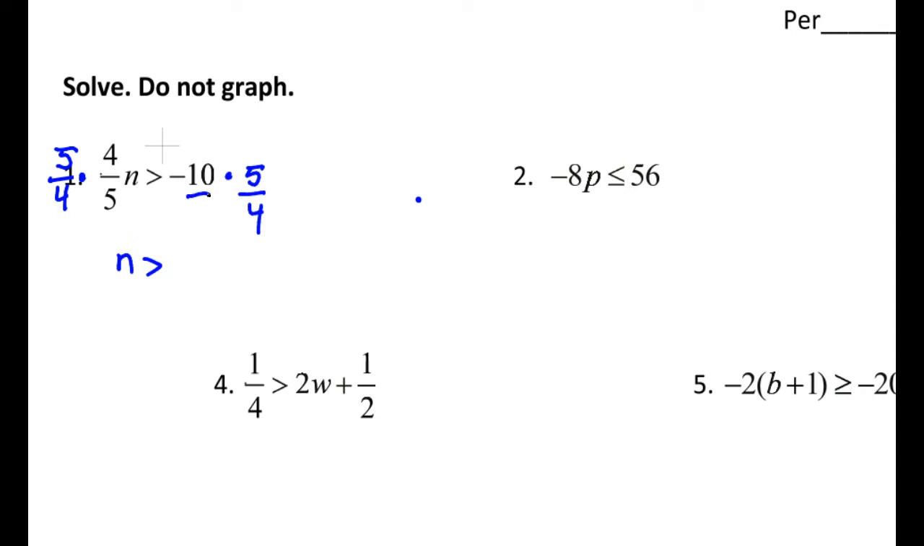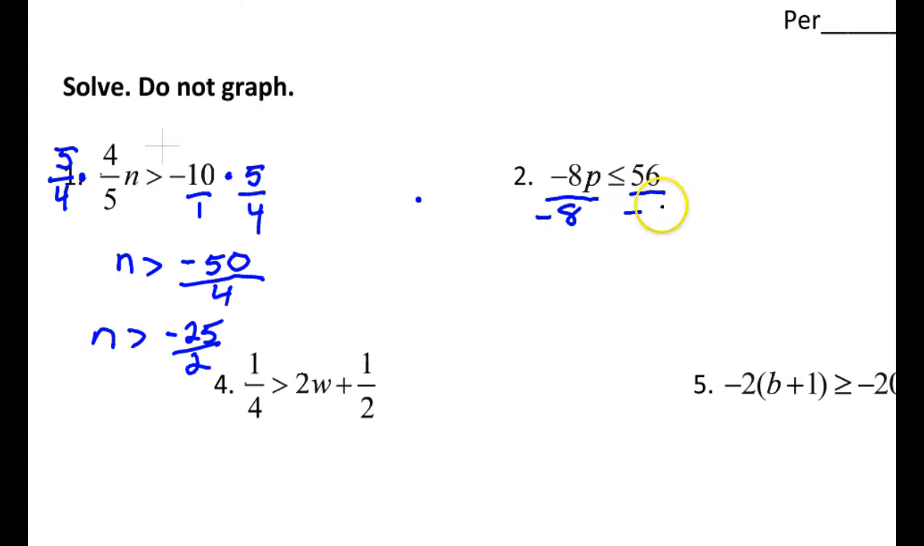So we have negative 50 from 10 times 5, and 1 times 4 is 4. Always make sure you reduce fully. So this would reduce, divide top and bottom by 2. And you can leave it just like that. When you divide by a negative, don't forget to switch the sign.